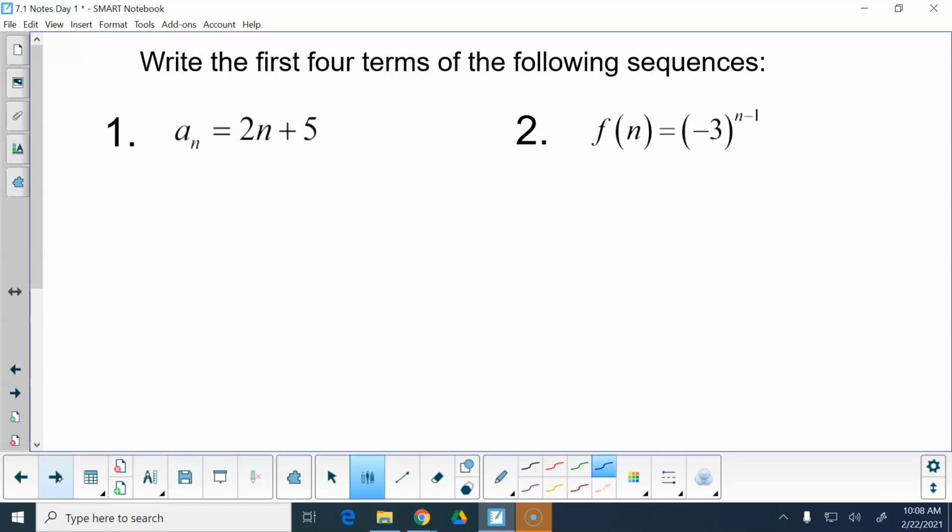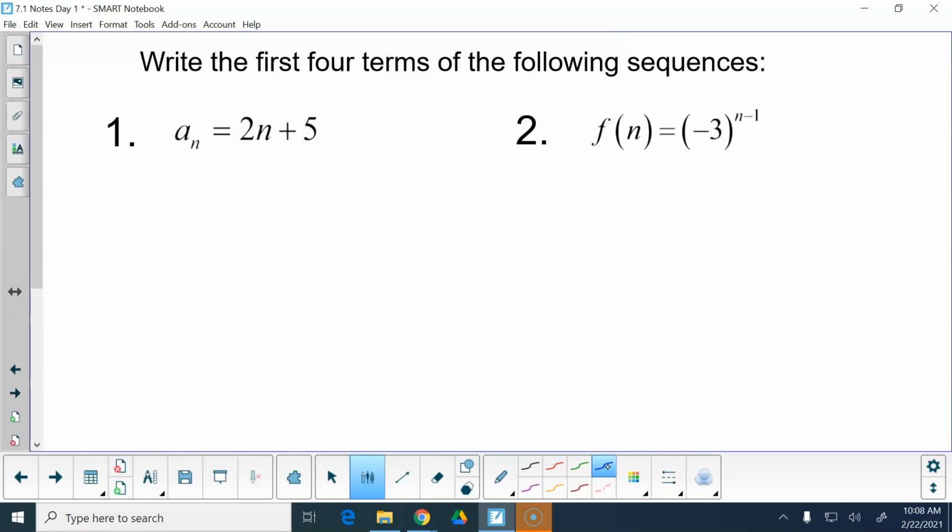Write the first 4 terms of the following sequences. Well, here's rules, or here's functions, if you will. Depends on how you write them. If you write it like this in number 1, it's a rule. If you write it like number 2, it's a function, and that's fine. We can have either one, but we can create a sequence from it.